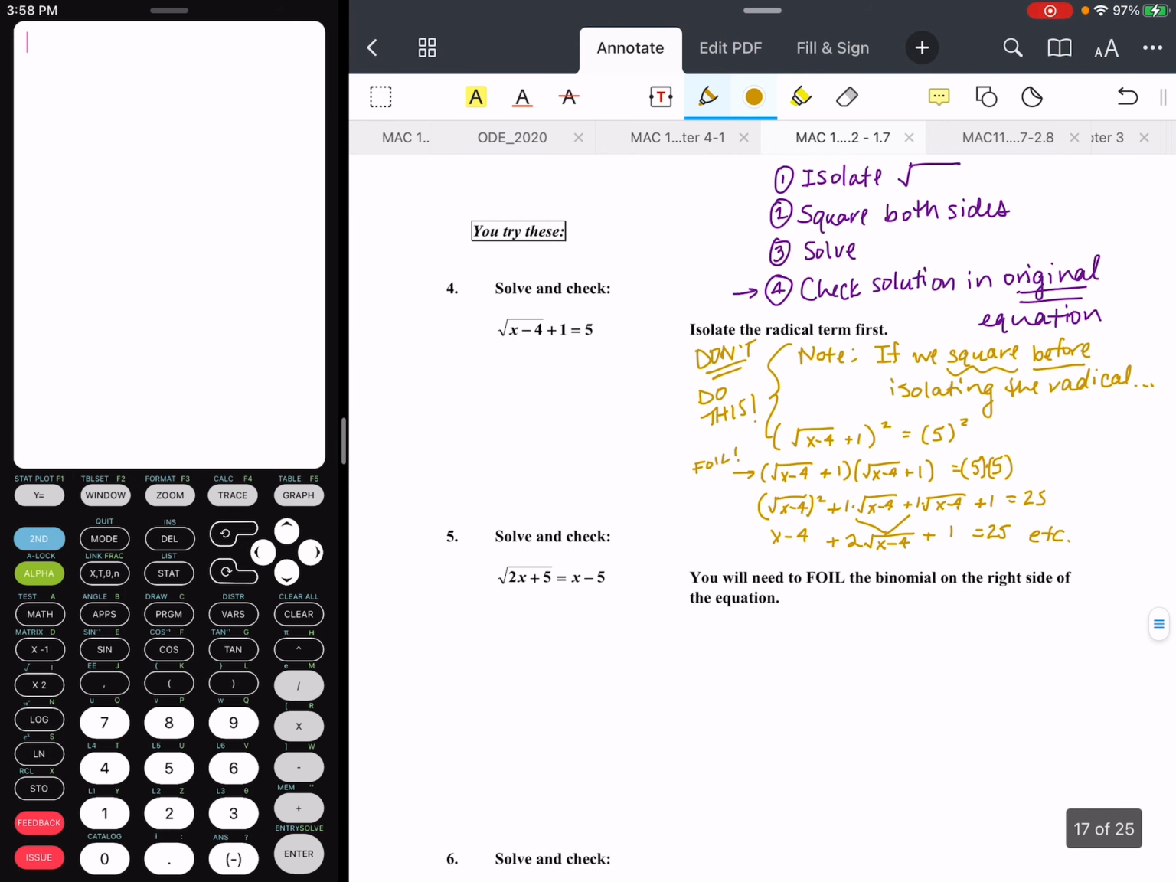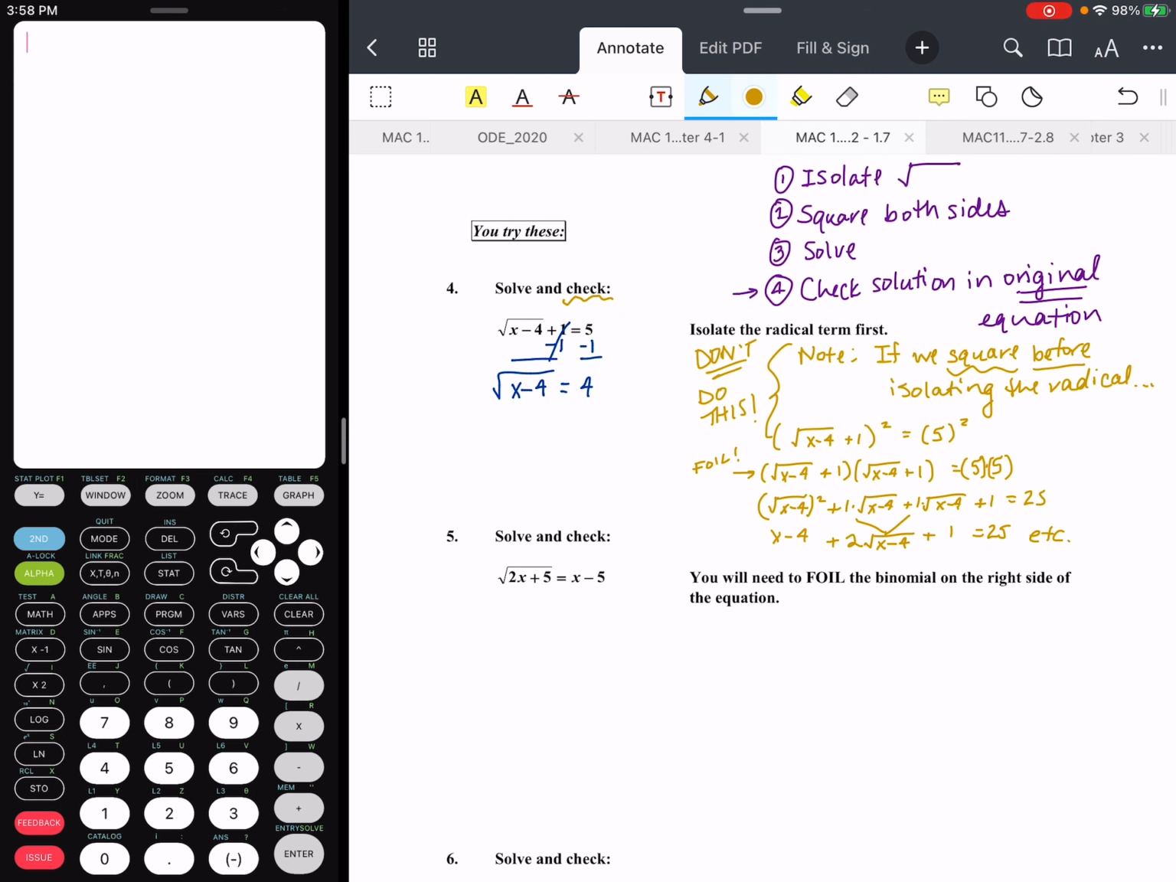All right, so taking a look at number 4, we're asked to solve and then check our equation, of course. Sometimes the instructions will say check, and if you see check in instructions, then it's definitely a mandatory check. Even if it doesn't say check in the instructions, you definitely need to check your solution at the end of this. All right, so in number 4, our first step is to isolate that square root. So we do have to subtract 1 from both sides here. Boom, boom. So that gives me square root of x minus 4 equals 5 minus 1, which is 4.